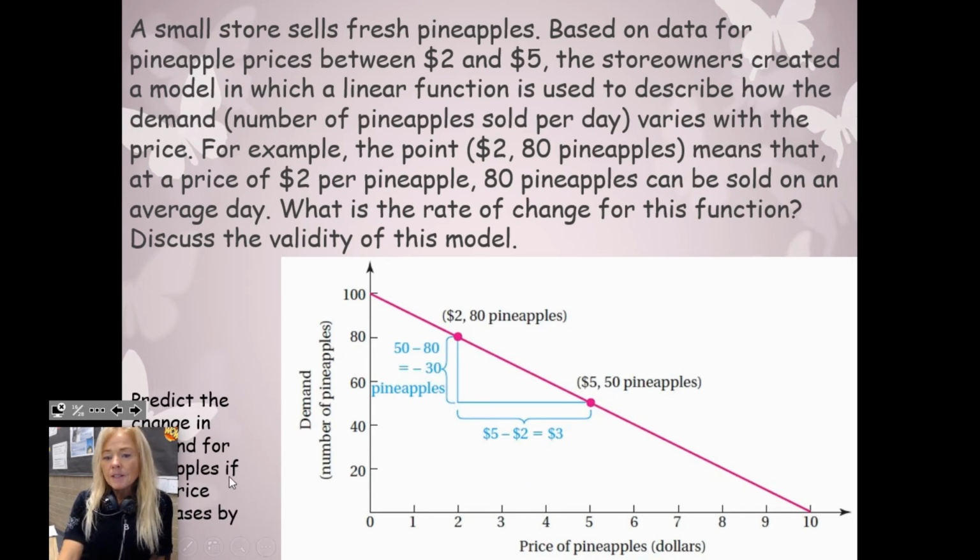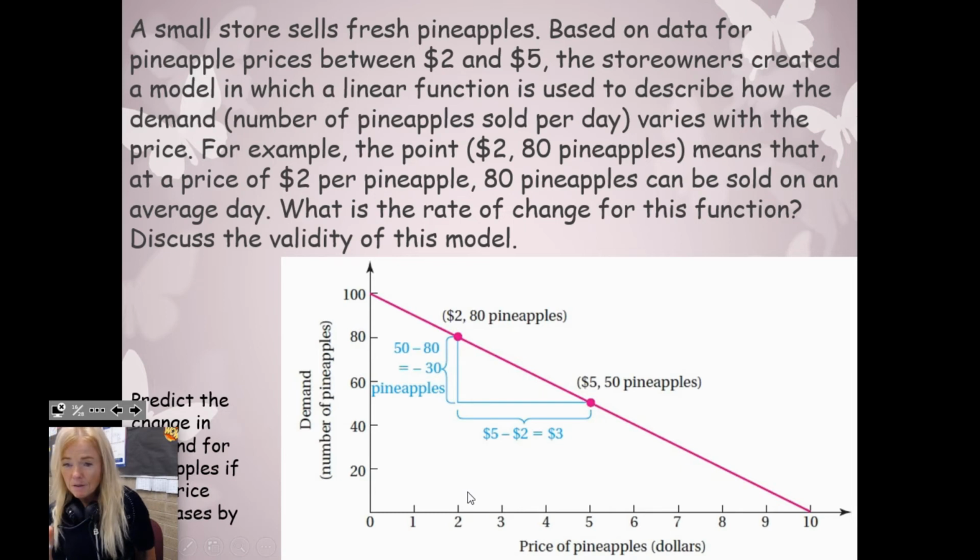So you would have negative 10, and then will it work? Or what's the validity of this model? As long as it's pineapples, it just means that every dollar that the price increases, the number of pineapples that you sell decreases by $10. And I would say it's probably pretty valid.